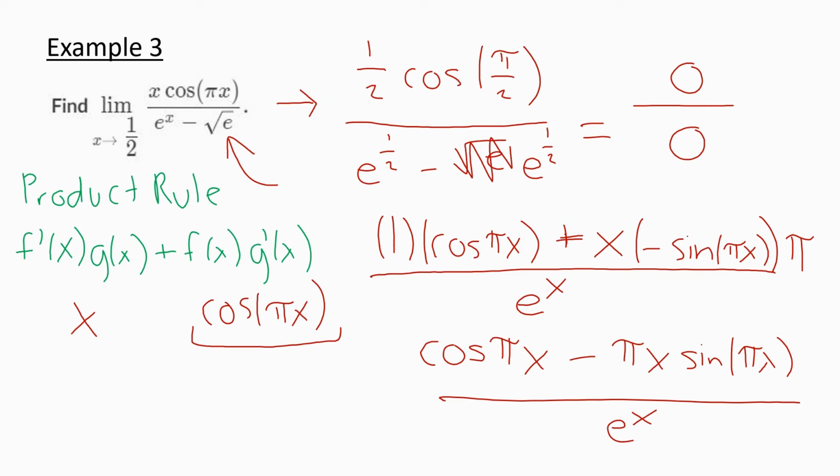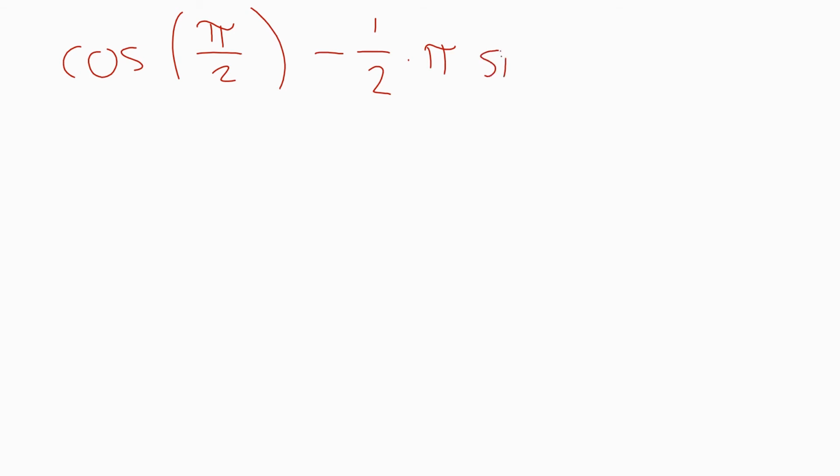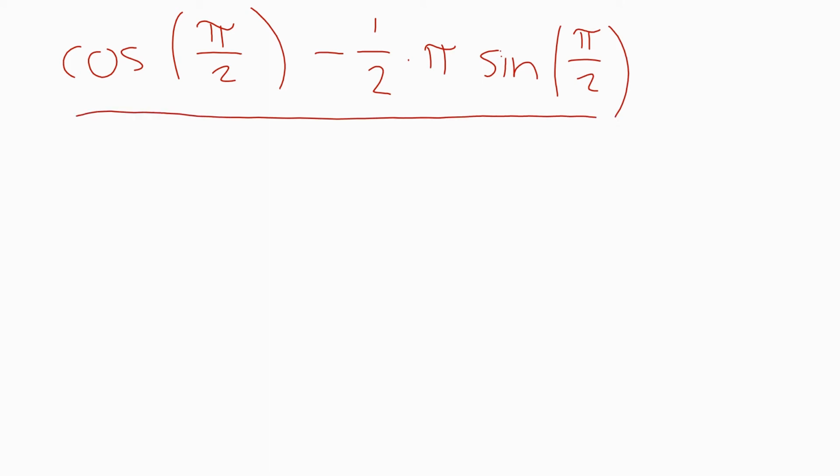Okay, so we're almost running out of room here, but let's just try and use direct substitution now. So that's going to be the cosine of pi halves minus 1/2 times pi times the sine of pi halves divided by e to the 1/2. Alright, so we have a lot going on here, but cosine of pi halves we had said was 0, so I'm just gonna cross that out.